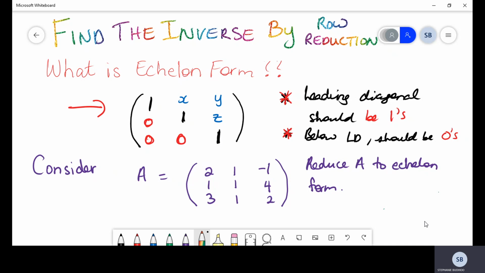For today's session, we'll be looking at how to find the inverse of a matrix using the row reduction method. There are several ways you can find the inverse of a matrix, but this one just focuses on using the row reduction method. And I just wanted to highlight last session, if you guys can recall, echelon form is the form where you have your leading diagonal containing ones, as well as all elements below that leading diagonal consisting of zeros. Okay, so that was our last lesson.